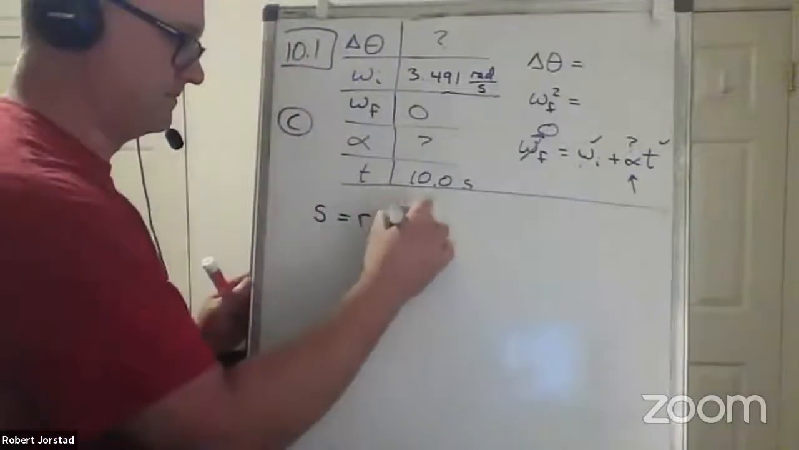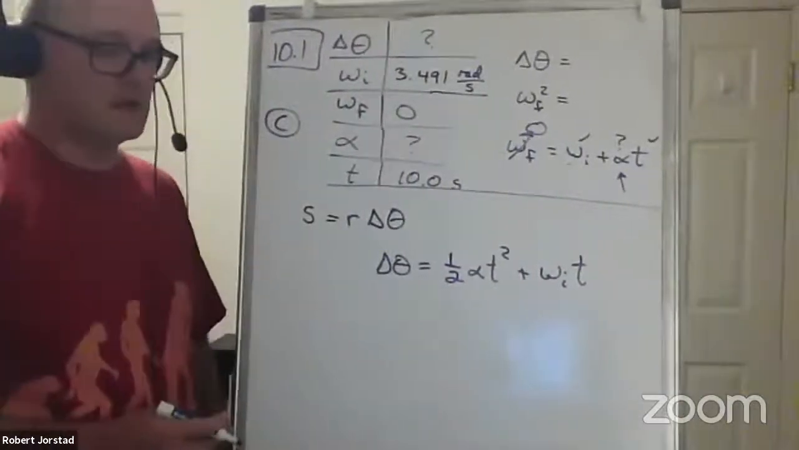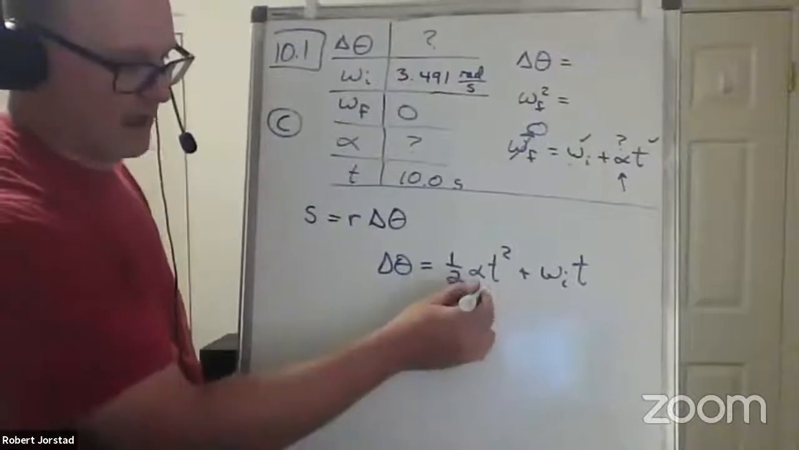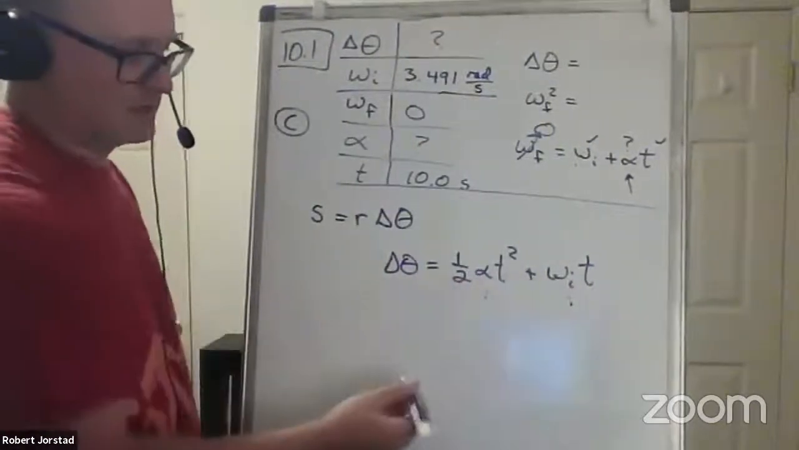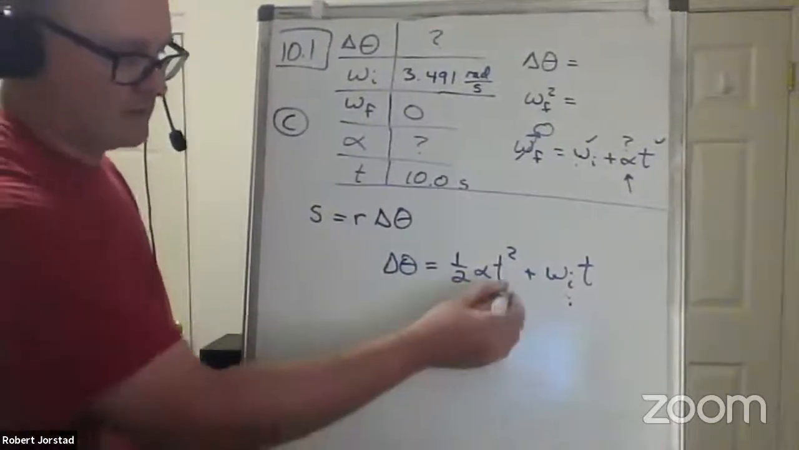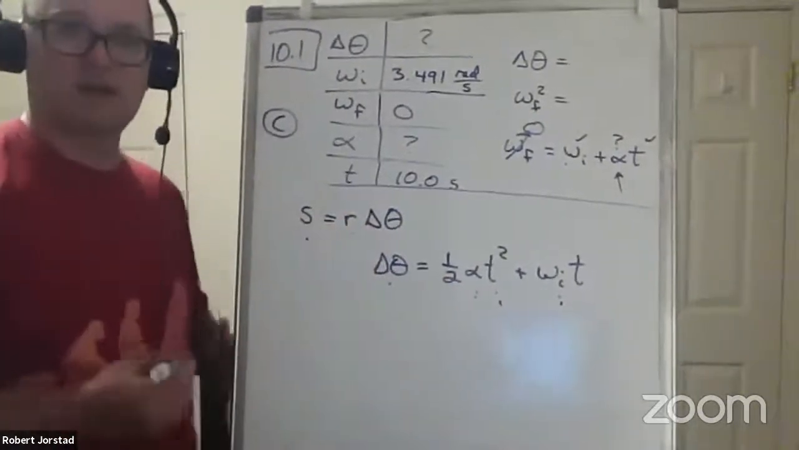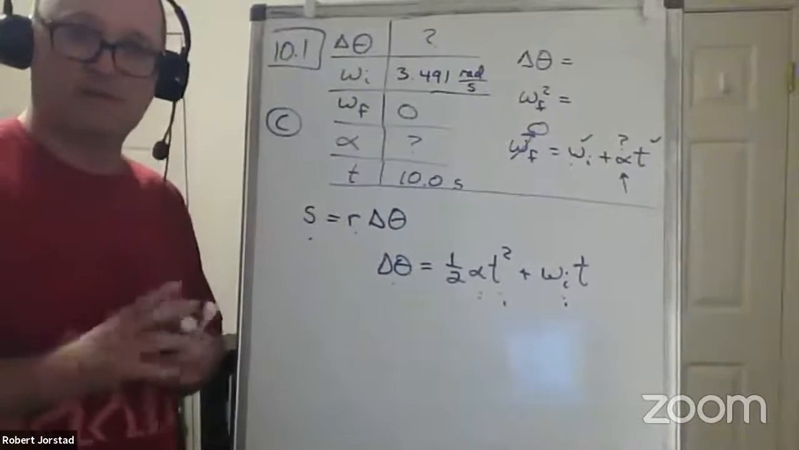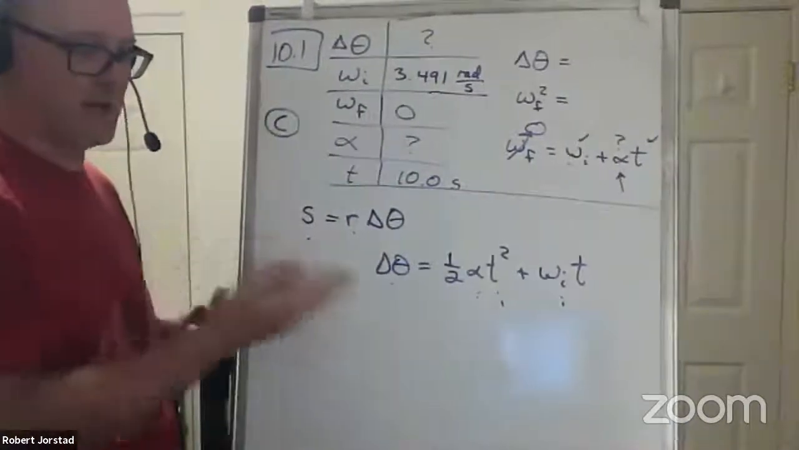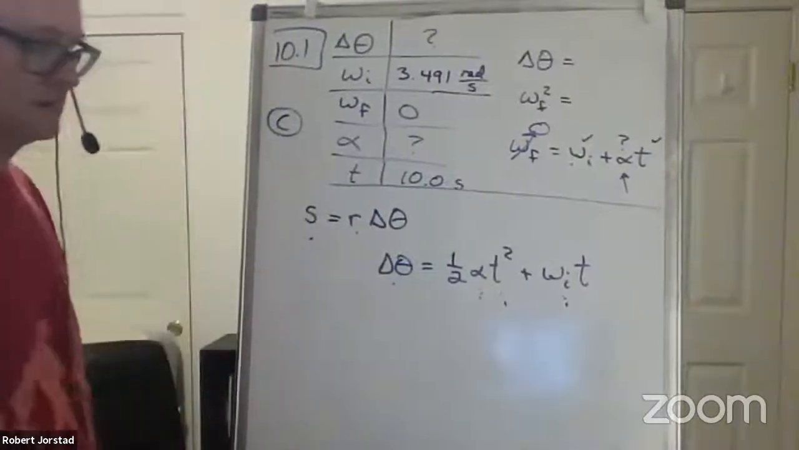Mm-hmm. So can we solve for delta theta? And we already know R, so. Perfect. Got it? So the idea is, now that we know alpha and we know omega initial, and I know time, I could get delta theta. We know R. Got it. Wait, could I do it a different way? Somebody else. Is there another kinematics equation I could have used?